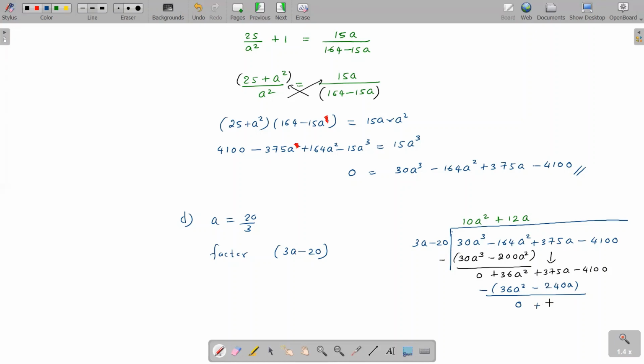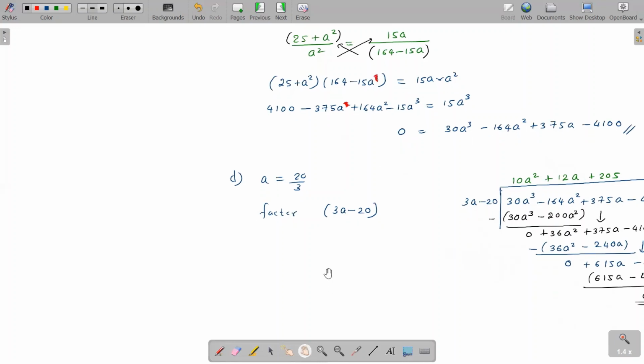Plus 375 minus minus 240 is plus. Plus 240 is how much? 615. 615A minus 4,100. Agreed? Okay, then 615A divided by 3A. 615 divided by 3 is 205. A will cancel out. So 205 into 3A is 615A. 205 into minus 20 is 4,100. Subtract and you get the perfect answer 0, because it's a factor. So which means you realize what are your factors?